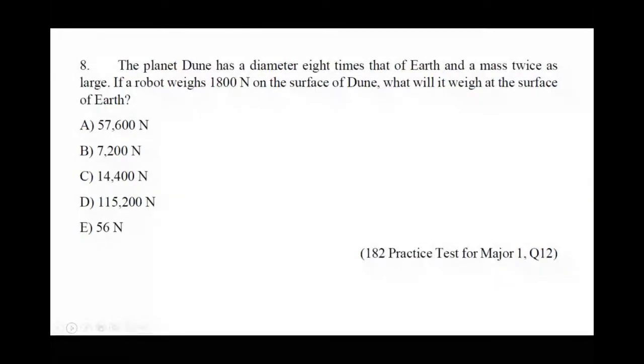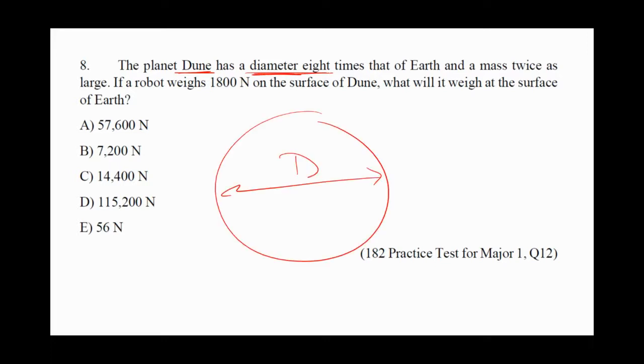The planet Dune has a diameter. It's a fake planet. That's like an imaginary name. I don't think there is a name like this. The planet Dune has a diameter. Do you know what's the diameter? Al-Qutr. Diameter, like this is the diameter, and the diameter equals 2 times radius. Okay, you know that. So this is the diameter, and the small one, or half of it, is the radius.